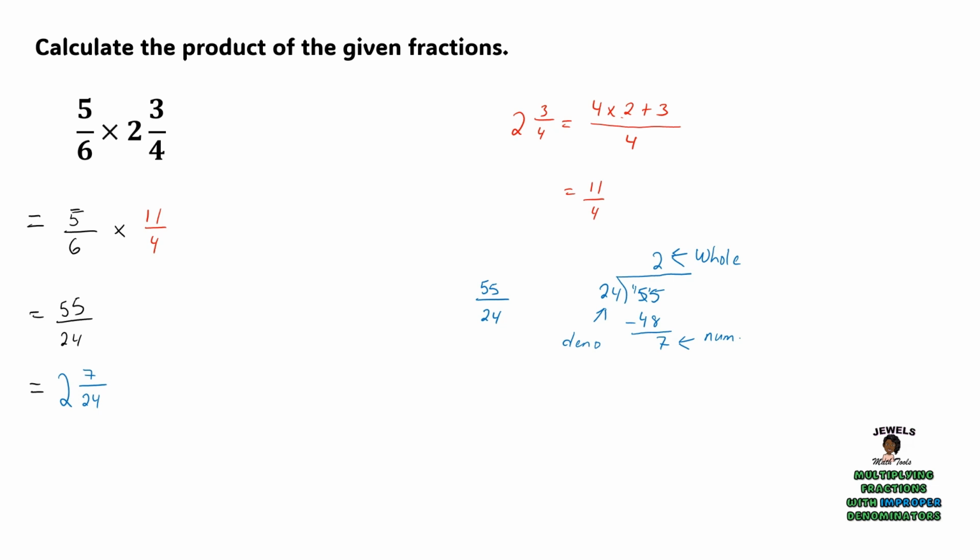Okay, so there you have it. We just multiplied a fraction by a mixed number. Remember that a mixed number is always changed to an improper fraction first before we even begin our multiplication.